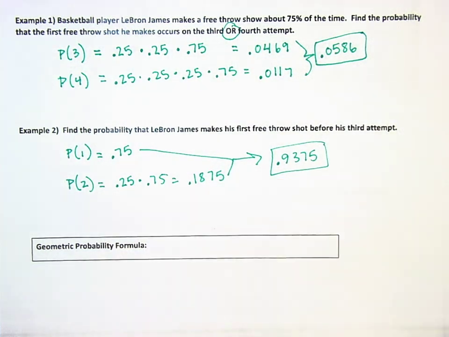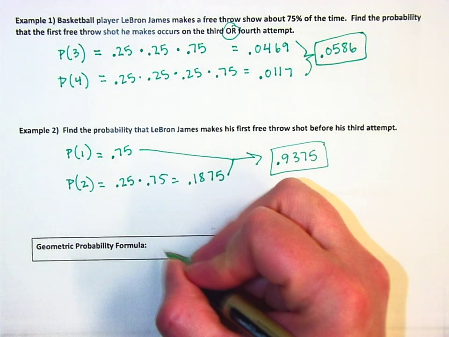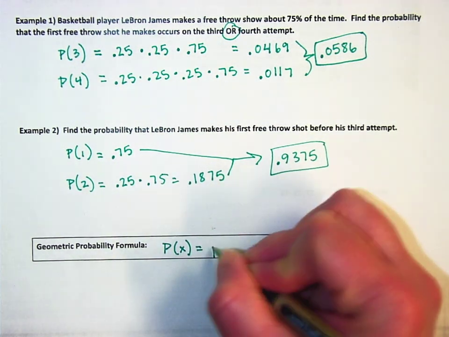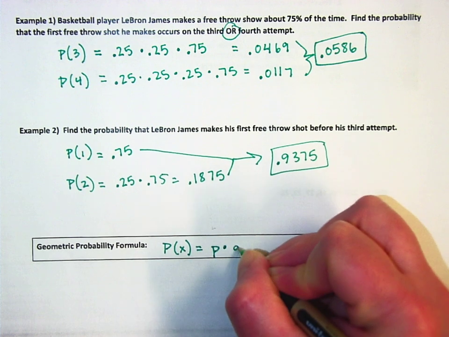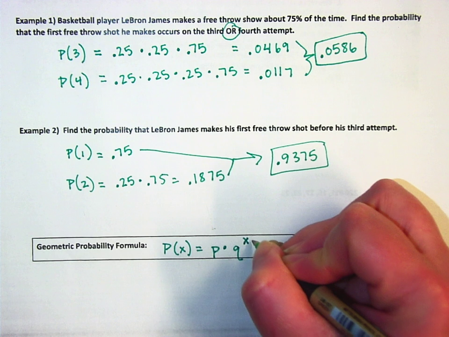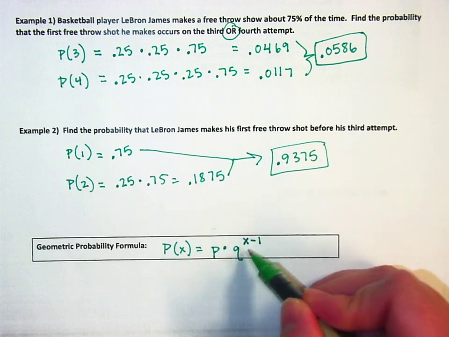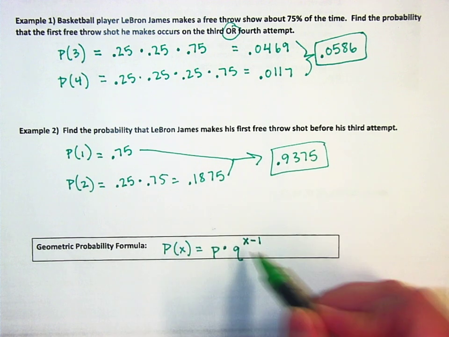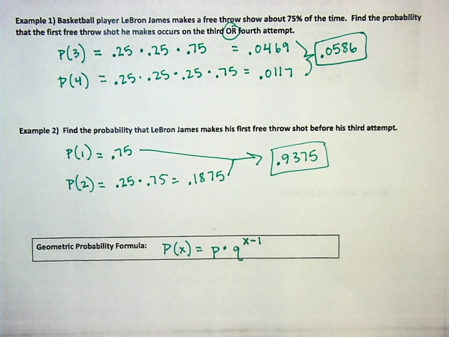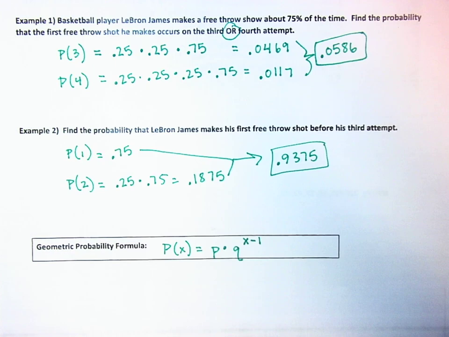Hopefully you've realized by now what the formula will be, which is the probability of X occurring is P, the probability of success, times Q, the probability of failure, to the X minus 1. That means failure to how many times it takes him to succeed minus 1, because he failed all the previous times. Hopefully that's all right.